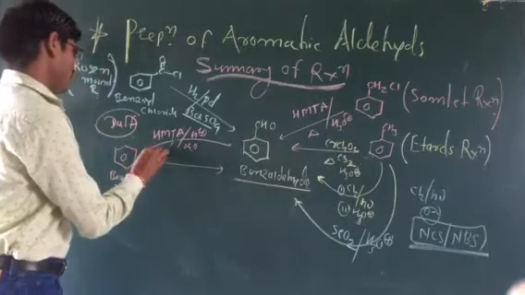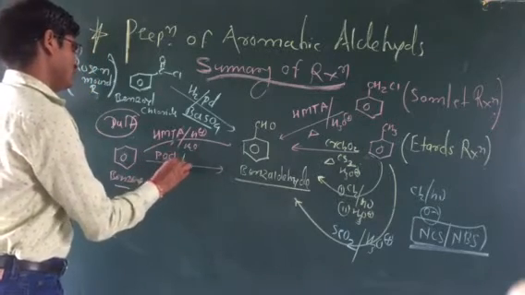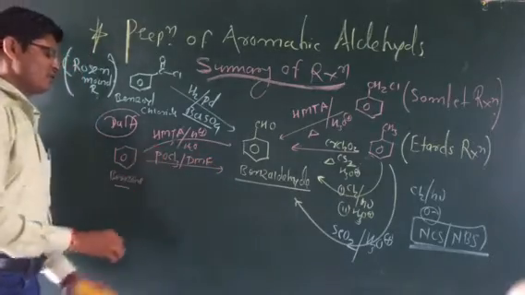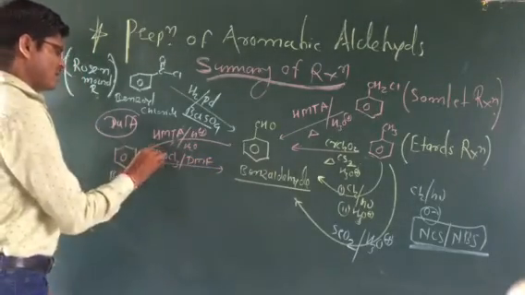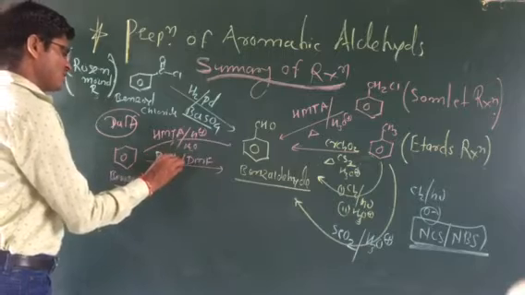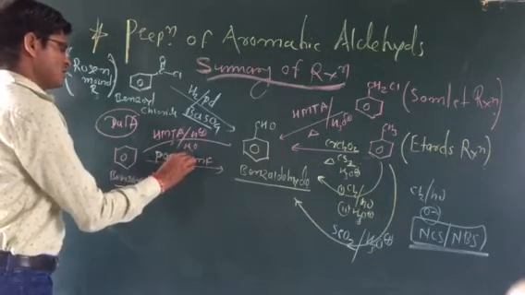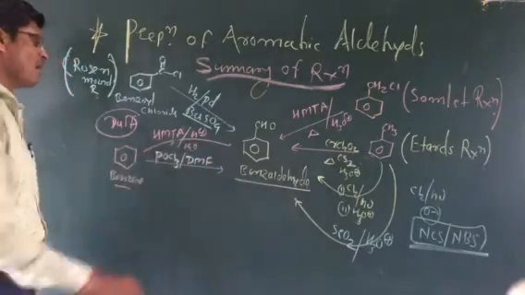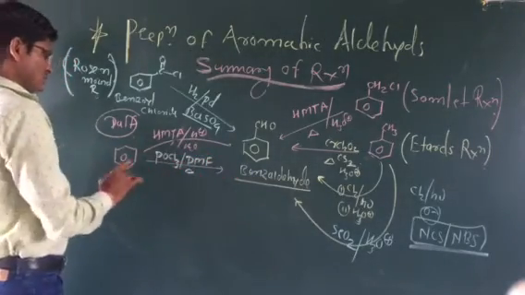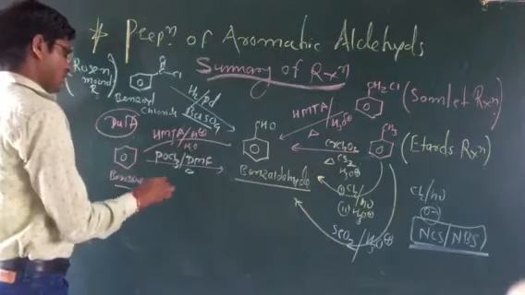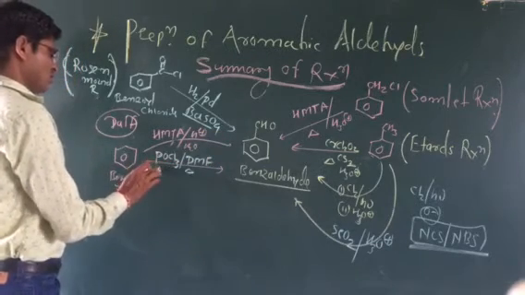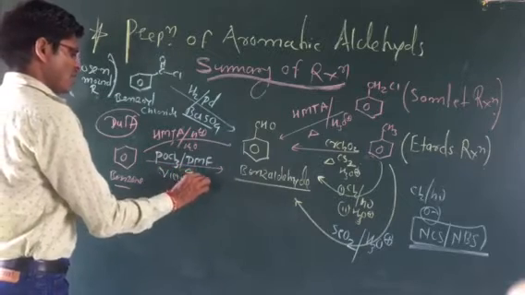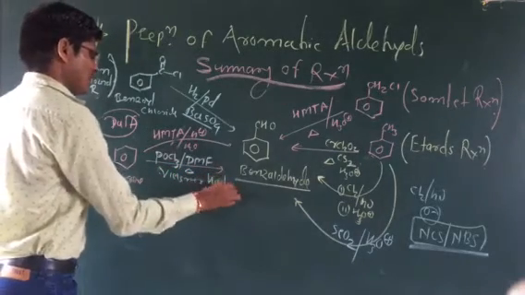Again, using POCl3, phosphorus oxychloride, in the presence of DMF, dimethyl formamide, that is most important. This conversion is benzene to benzaldehyde. The type of reaction is the Vilsmeier-Haack reaction.